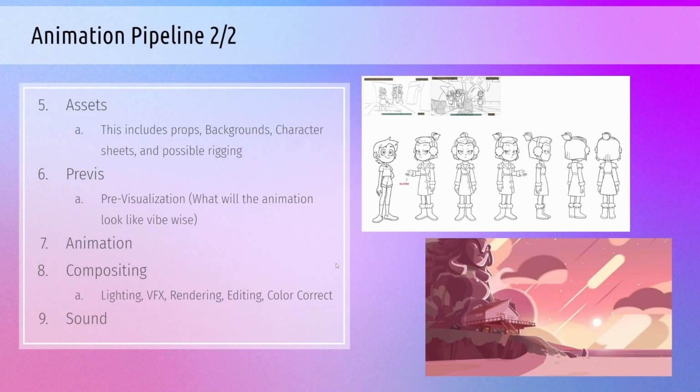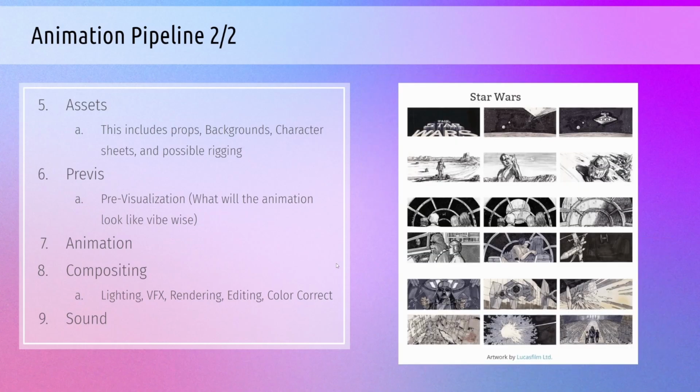Next is previs, which is pre-visualization. What will the animation look like vibe-wise? This is more prevalent in 3D animation, but I have seen this happen with 2D animated shows, where basically someone on the team will draw what the background and the scene will look like in a single solid frame. This is what the scene is going to look like, and that's what we're going for.